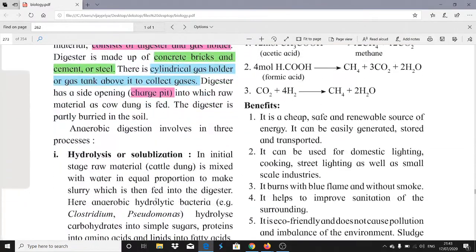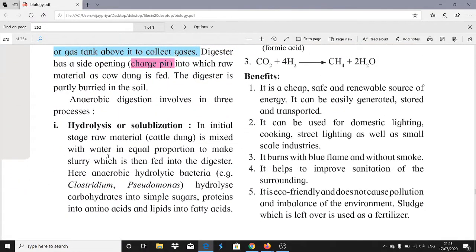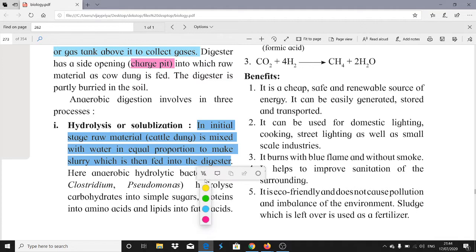So let's have a look at the steps of how anaerobic digestion occurs inside the biogas plant. The first step is hydrolysis or solubilization. In the initial stage, the raw material, which is called cattle dung, is mixed with water in equal proportion, and that's why it is called slurry. So the cattle dung is mixed with the water in equal proportion.